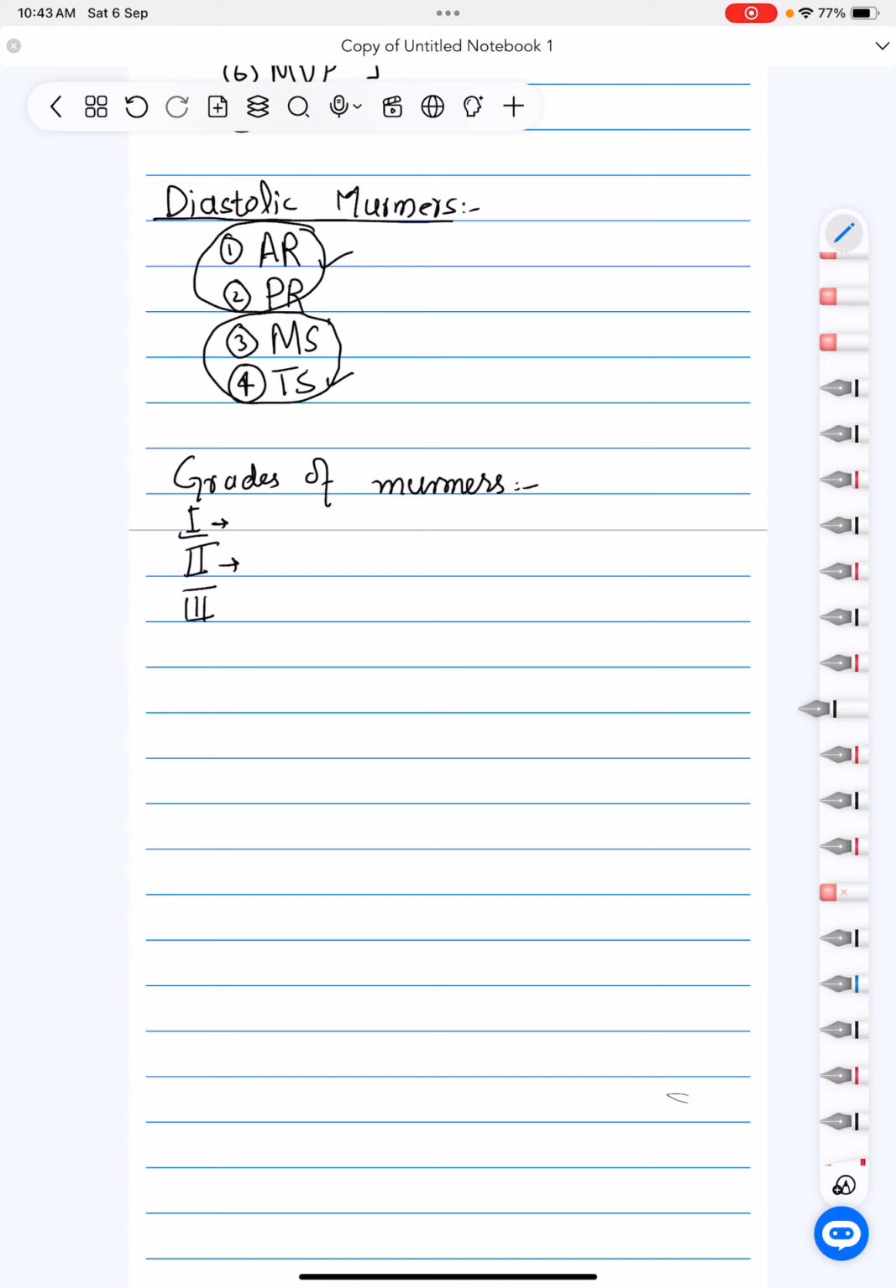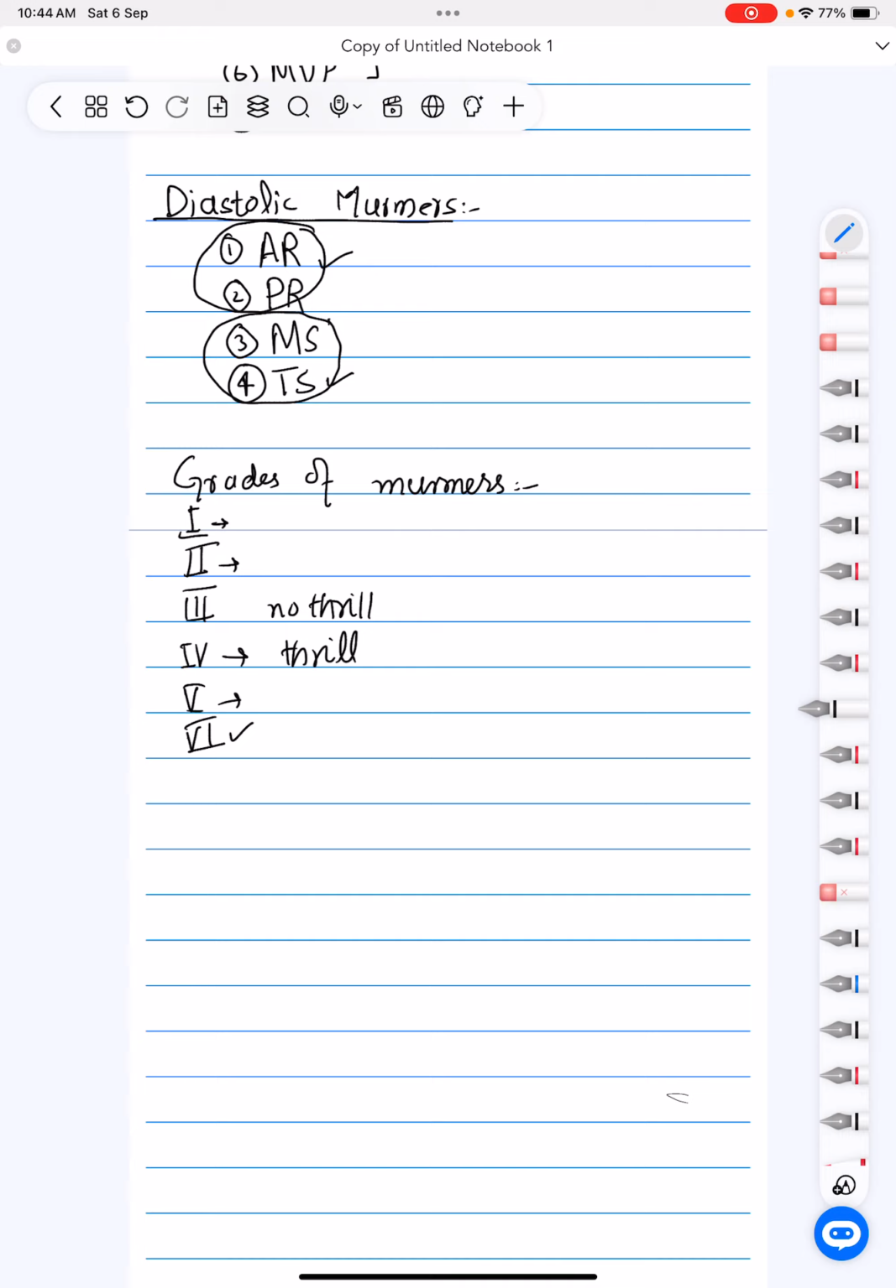Grade 3 is easily audible but has no thrill. And if it has a thrill, then we call it a grade 4 murmur. Similarly, grade 5 is a very loud murmur. It is audible outside the precordium as well, anywhere in the chest you can hear it. And grade 6 murmur is heard without a stethoscope as well. So this is a very, very loud murmur. So these are the different grades. Sometimes you can barely hear them, and sometimes they are very loud.